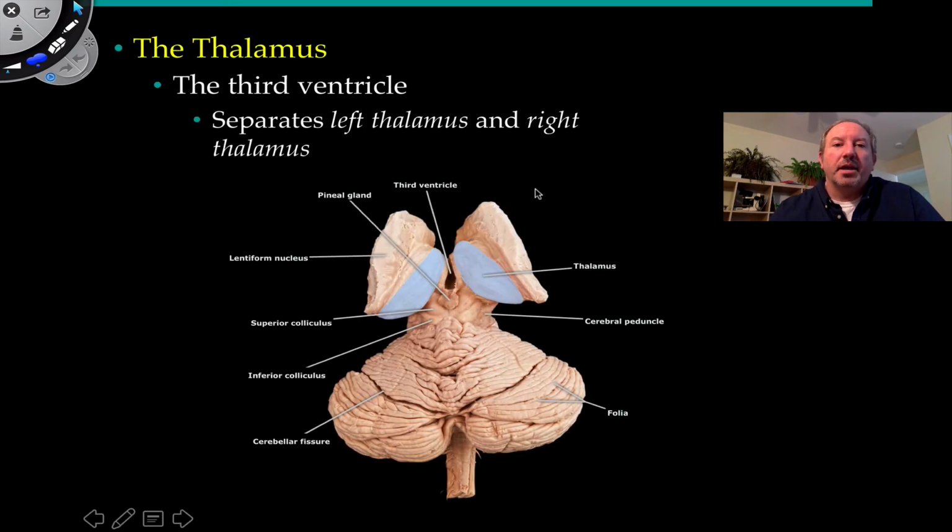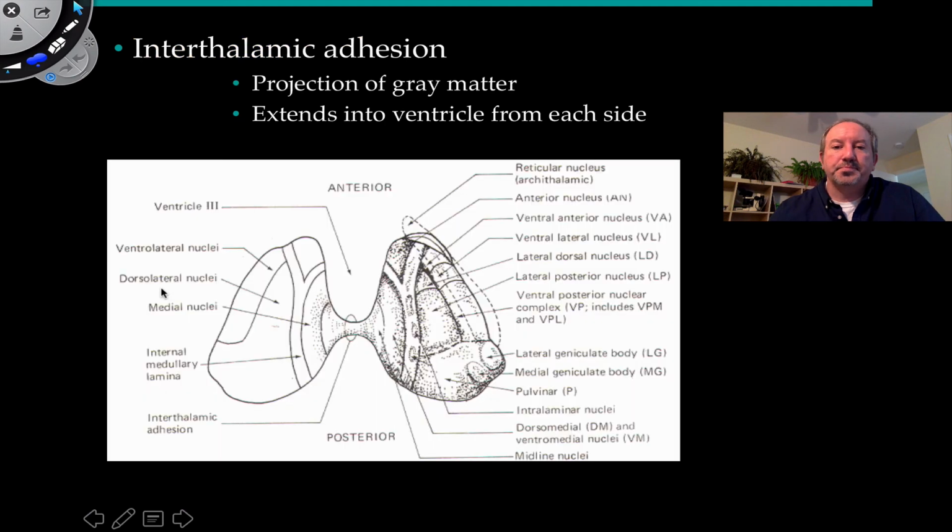Okay, I should point out that what separates the left and right thalamus is the third ventricle, which is located right here. You can see the thalamus is highlighted here in blue. It's a nice view, pulling the cerebellum away, so you can see that a little bit. And the lobes of the thalamus are connected here by this interthalamic adhesion, if you will. It's a projection of gray matter that extends into the ventricle from each side, which connects the two lobes of the thalamus.